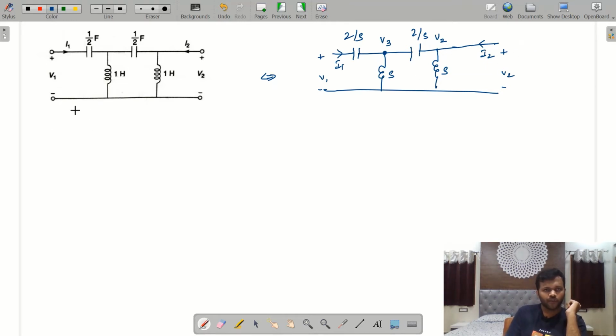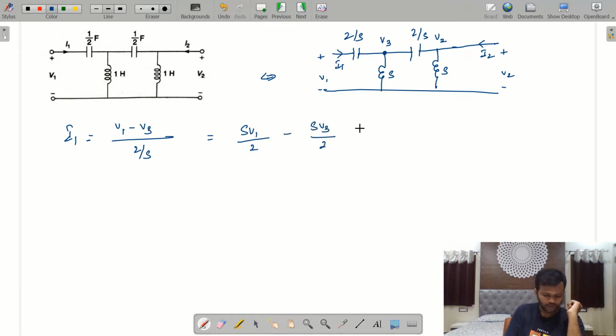Now what can we write? I can write the I1 current, I1 equal to V1 minus V3 divided by 2 by S. So which will be equal to S into V1 by 2 minus S into V3 by 2. I will consider it as equation 1.